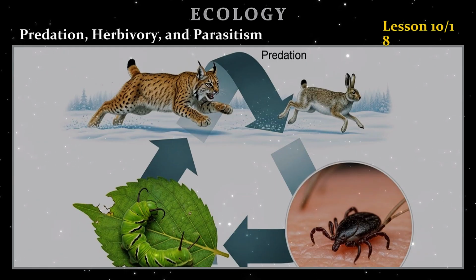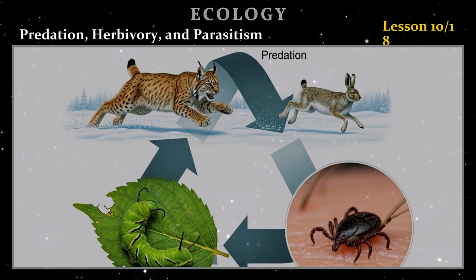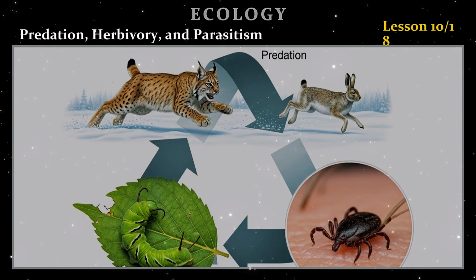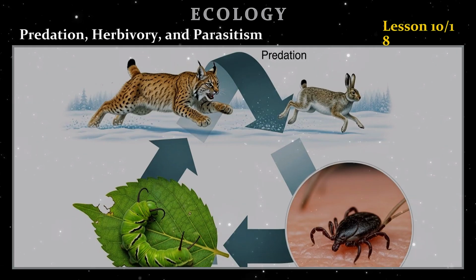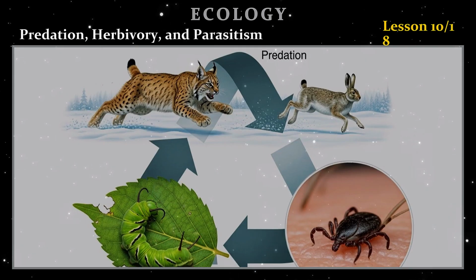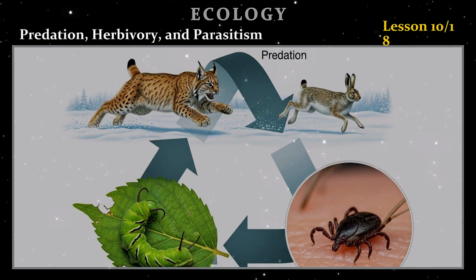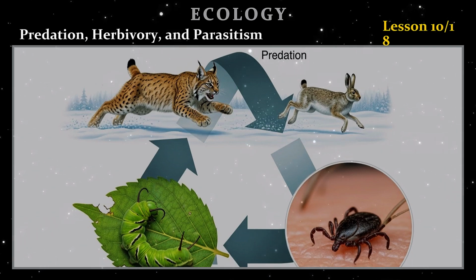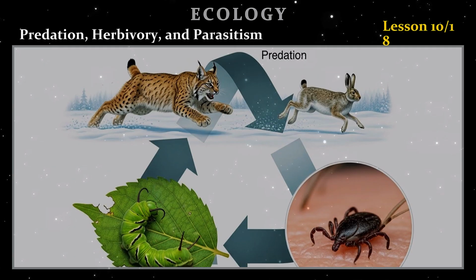Finally, we consider parasitism. This is a special kind of predation. In true predation, the predator is larger than the prey and kills it quickly. In parasitism, the predator, the parasite, is much smaller than the prey, the host, and rarely kills it immediately. A good parasite wants its host to stay alive as long as possible, to provide a steady supply of blood or nutrients.